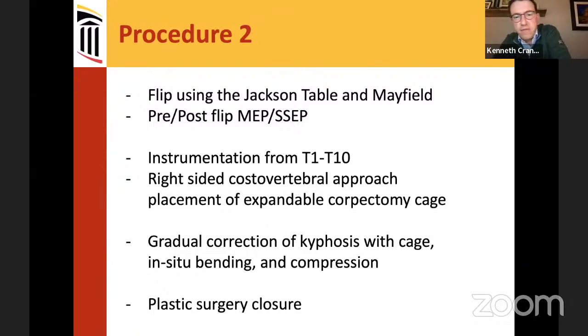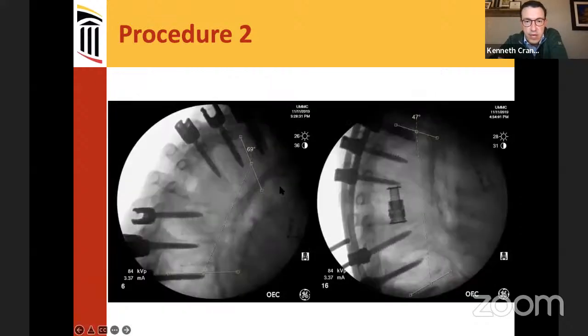We instrumented her from T1 to T10, which was of course complicated because her bone quality wasn't super great and she had already had instrumentation, which was loose at multiple levels. We placed an expandable corpectomy cage, gradually expanding the cage and compressing over the osteotomies, as well as in situ bending the rods. We were able to get her from where we started that case to this, and we locked her in place and then had plastics close.